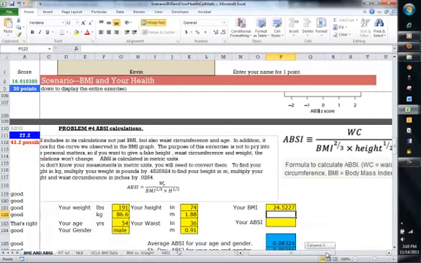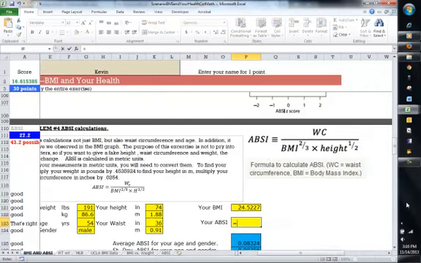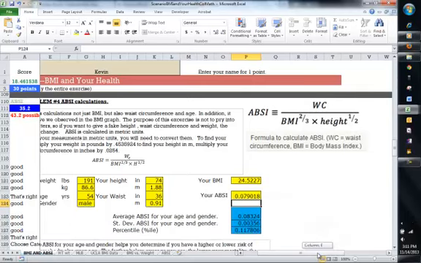Okay, ABSI is over here along the side. Equals, I'm going to take my waist in meters divided by, and now open parentheses, and I'll show you why. Take the BMI to the, and you have to use parentheses for the 2/3, close parentheses, times height to the, and you have to use parentheses again, 1/2, close parentheses, and then close parentheses for being in the denominator, and your ABSI should come out to be a decimal.